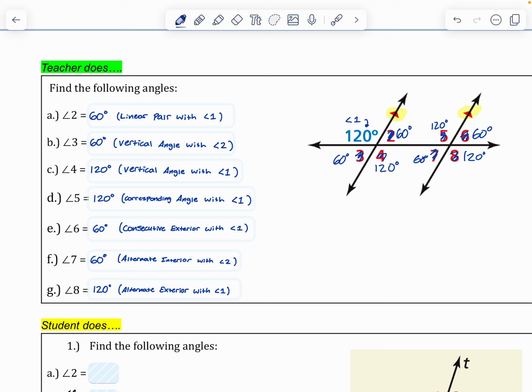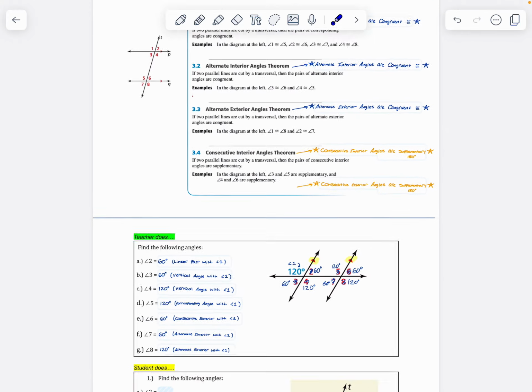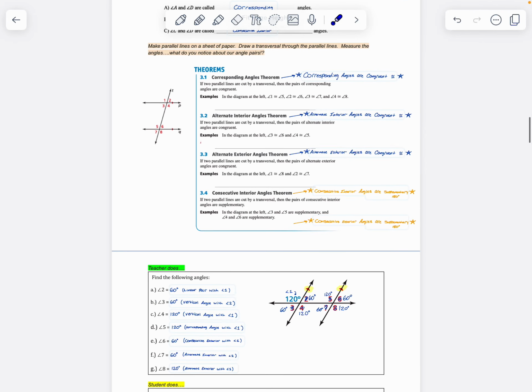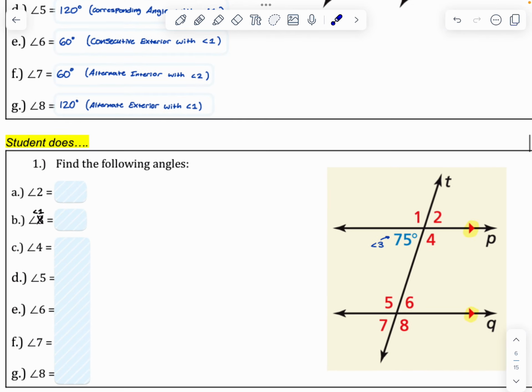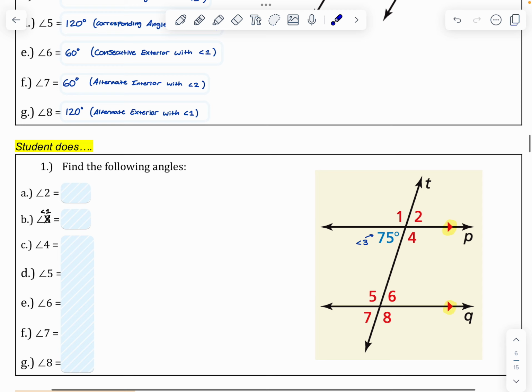Many different ways that we could have gone about solving for each of those, right? We could have used a very basic linear pair, vertical angle, linear pair, corresponding, and then linear pairs and vertical angles the whole way around. But I wanted to introduce some different angles and some different pairs that we were just introduced to last time. I want you to give this one a try. Pause the video right now while I go grab my water and try this problem out.